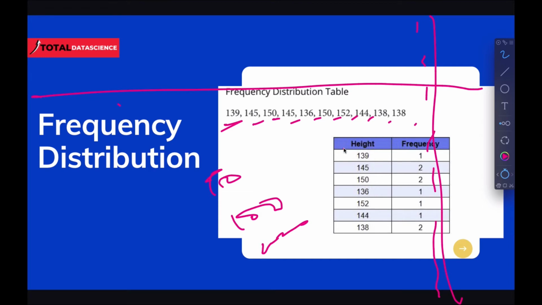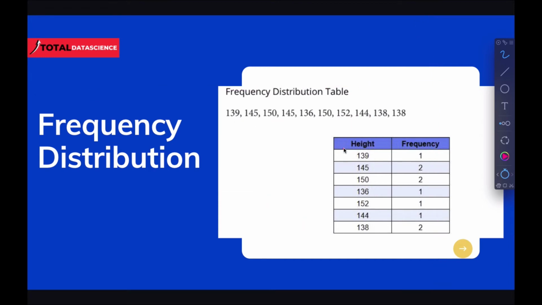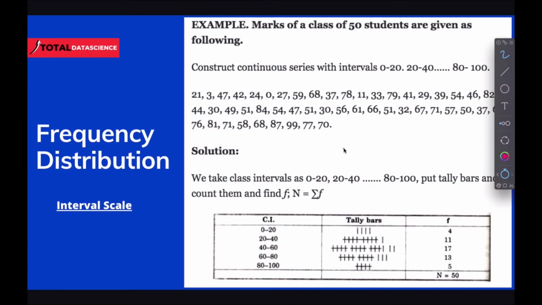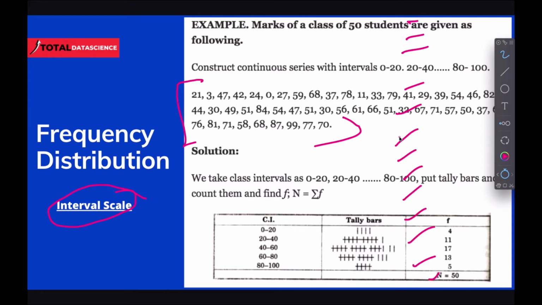So let's go to the next slide and see what we have there. What we can do is use the concept of an interval, to put them on an interval scale. That's the key. Here we have 50 data points. If we listed them like we did earlier, that would be a long list. We don't want to do that.